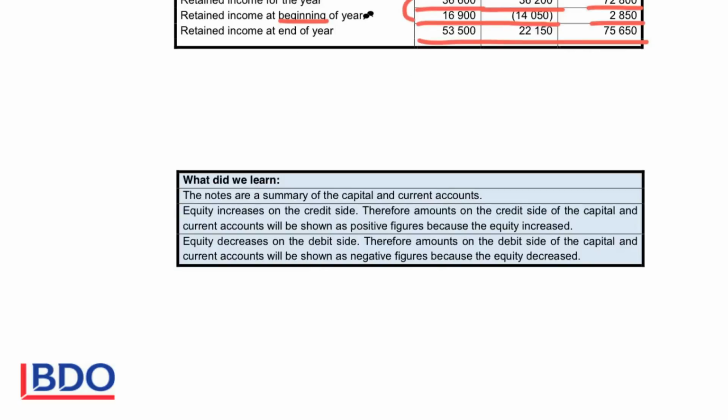What did we learn? The notes are a summary of what happened in your capital account and in the current account during the year. Equity increases on the credit side. So any amounts on the credit side of your capital account or current account will show as positive figures in the notes to increase equity. Equity decreases on the debit side. Therefore, any amounts on the debit side of the capital account and the current account will show as negative figures in the note because the equity decreases when amounts appear on the debit side.